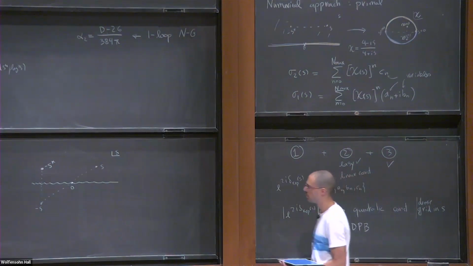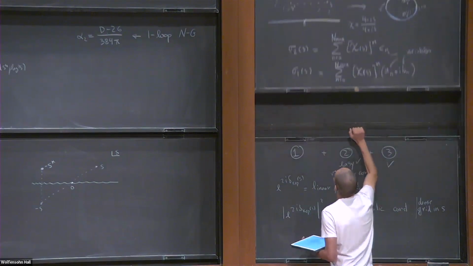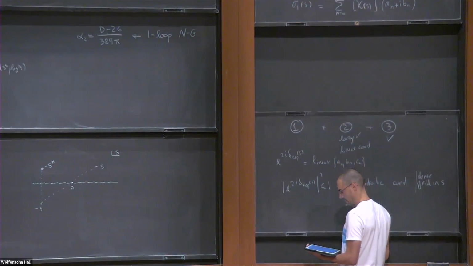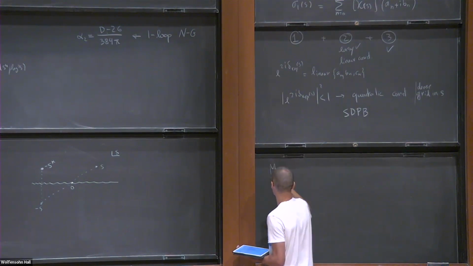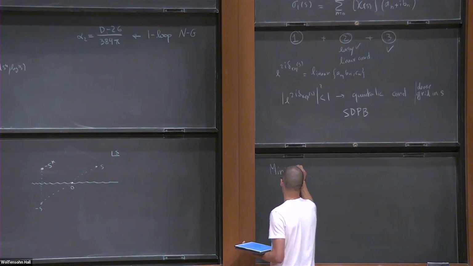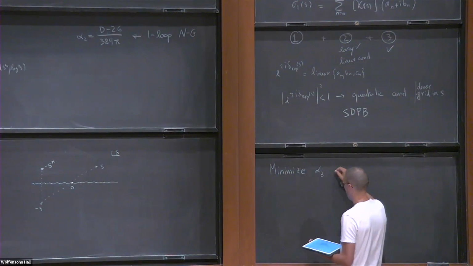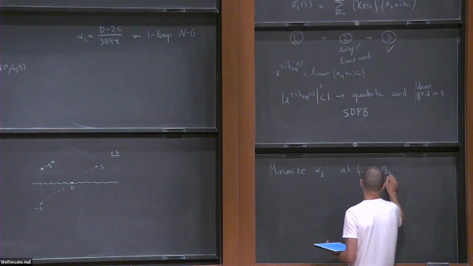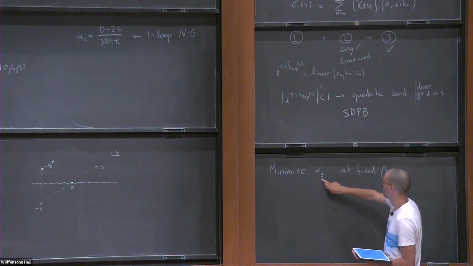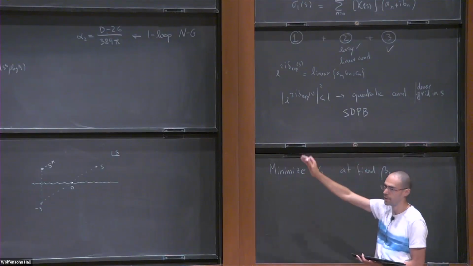Now, what you ask, you take, so for example, what do we do? We minimize alpha 3 at fixed beta 3, okay? So as I said, both alpha 3 and beta 3 are some linear combination of the variables, from matching with effective field theory.